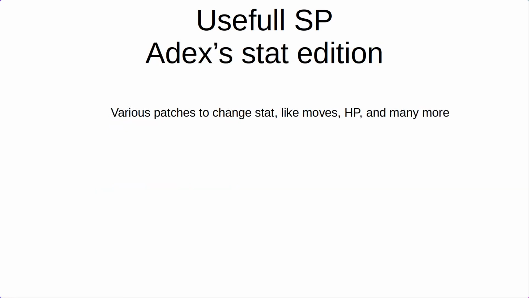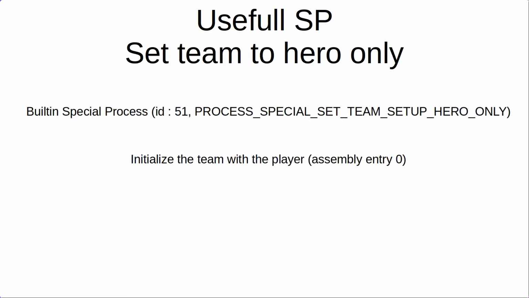Then, there are multiple special processes made by ADEX, many of which allow to edit many stats of the monsters in the assembly. The exact way to use them differs, but information can be found at the top of the assembly file. To recreate the team, you need to call the special process 51, which is a built-in special process. It sets the team to only the player at assembly ID 0.